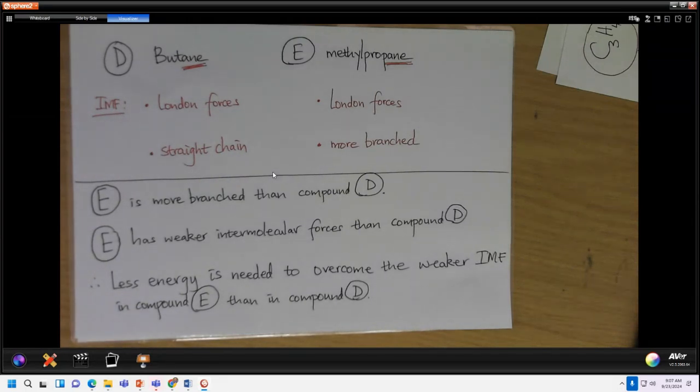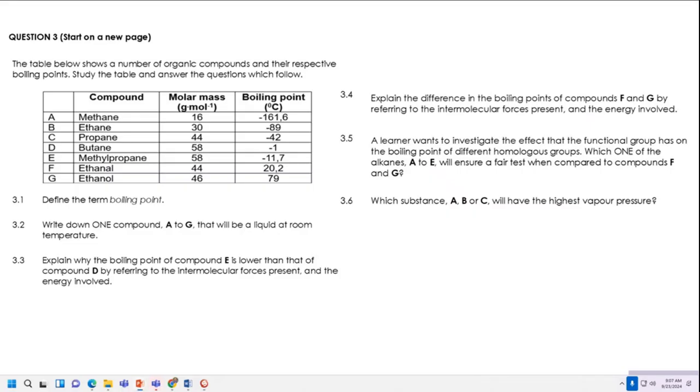And that's how that question is properly answered. You go back to the question again. Notice what it says there. Explain why the boiling point of compound E is lower than that of compound D. And that would explain it, because less energy is needed, that's why the boiling point of compound E is lower than that. Now, here we have the next question.